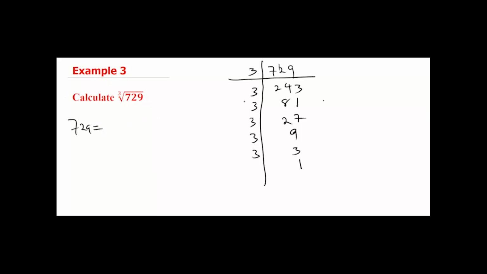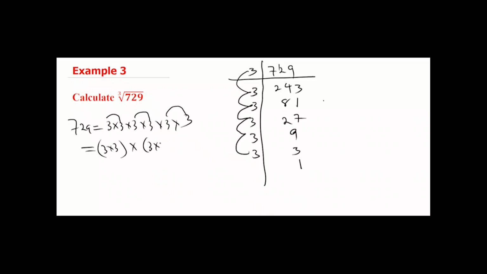So that means 729 is the same thing as 3 by 3 by 3 by 3 by 3 by 3. So now we need to group it into 3. That means you have one group, another group, and the third group. So I'm going to have 3 by 3, that's one group, by 3 by 3, another group, by 3 by 3, that's the last group.